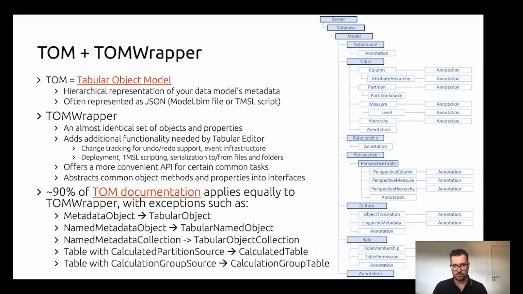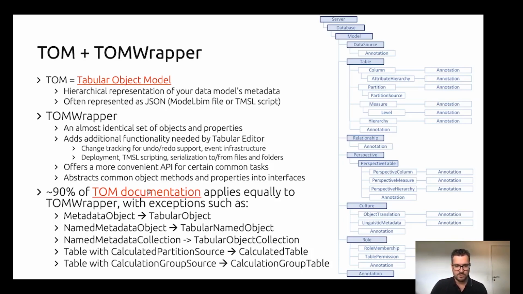Now, TOM wrapper itself exposes an almost identical set of objects and properties as the TOM. So if you are familiar with the TOM, you will find it easy to work with the TOM wrapper library as well. And then it adds some additional functionality. As I mentioned before, this is functionality needed by Tabular Editor for change tracking, events and so on inside Tabular Editor's UI. For some tasks, TOM wrapper also offers a more convenient API with some helper methods that makes it easier to use. And there are also a set of abstracted interfaces for common object properties. So if you have stuff like tables, columns, measures, all of these three objects can be hidden. There's a property called isHidden on tables, columns, and measures. And therefore, TOM wrapper introduces an interface called IHideableObject that you can use to refer to any object across the tabular object model that can be hidden. So stuff like that is built into the TOM wrapper library to make it easier to work with the TOM programmatically.